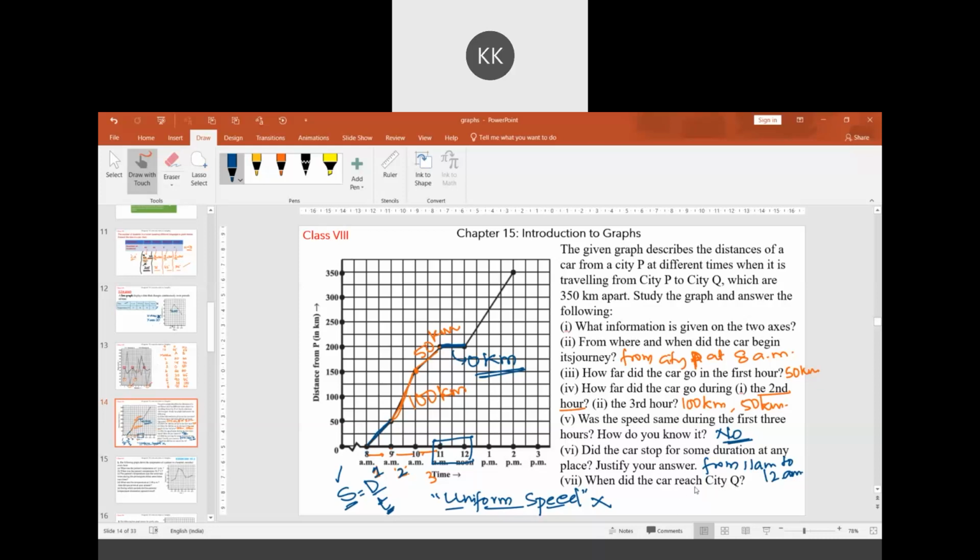When did the car reach city Q? At 2 p.m., after reaching 350 kilometers. 2 p.m. is the time.